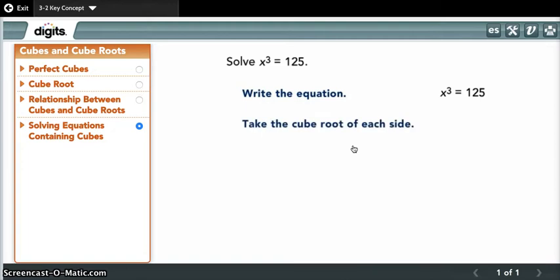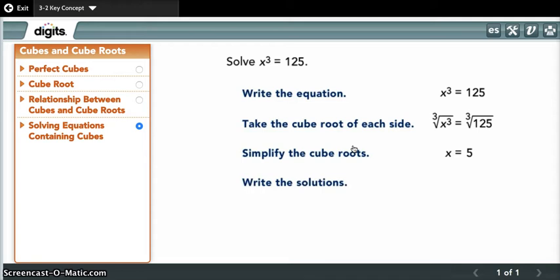Then, take the cube root of each side of the equation. Simplify the cube roots. The cube root of 125 is 5. Write the solution. The solution is 5. Now, check the solution. Five cubed is 125, so the solution checks.